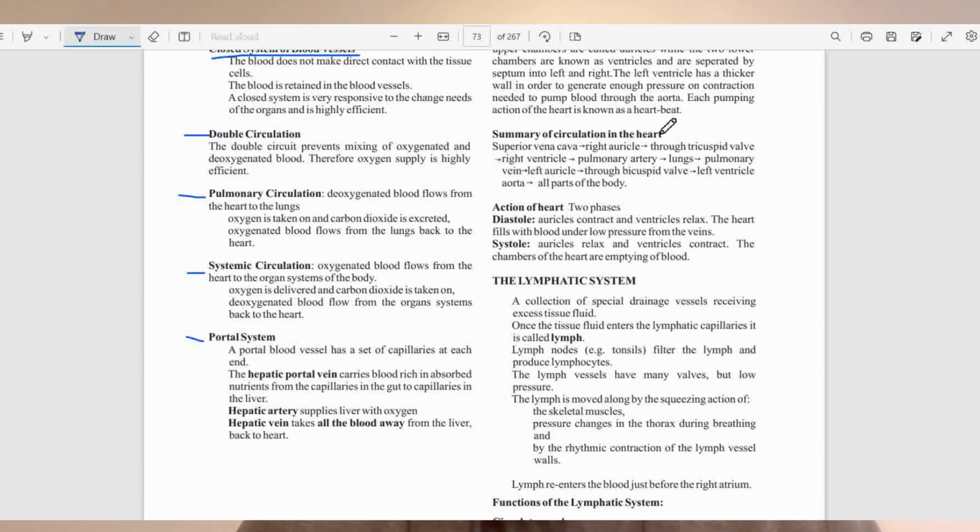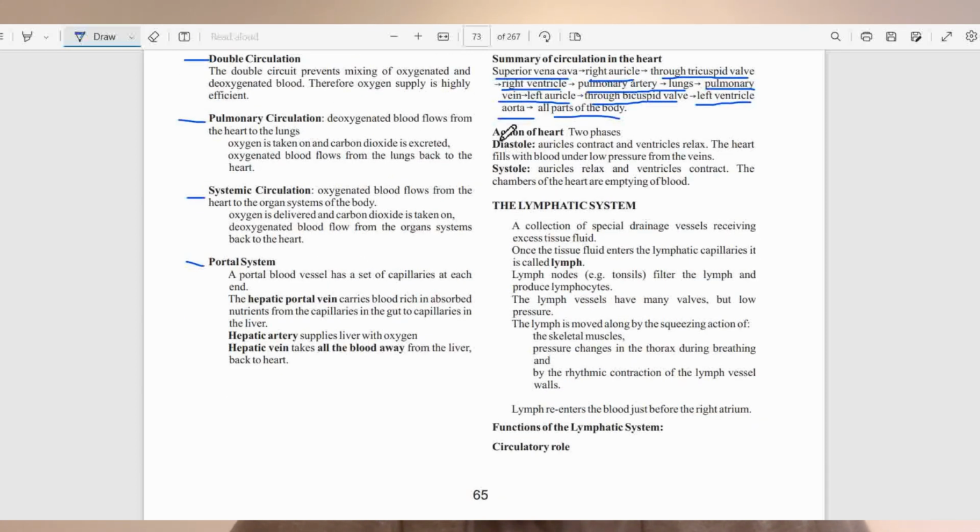So for the summary of the circulatory system in the heart, blood moves from the superior vena cava to the right auricle, through the tricuspid valve, and then to the right ventricle, and then it goes through the pulmonary artery to the lungs, and from the lung you have the pulmonary vein bringing blood that is rich in oxygen to the left auricle, and it passes through the bicuspid valve, also known as the mitral valve, and then to the left ventricle, and goes to the aorta, to the entire part of the body.